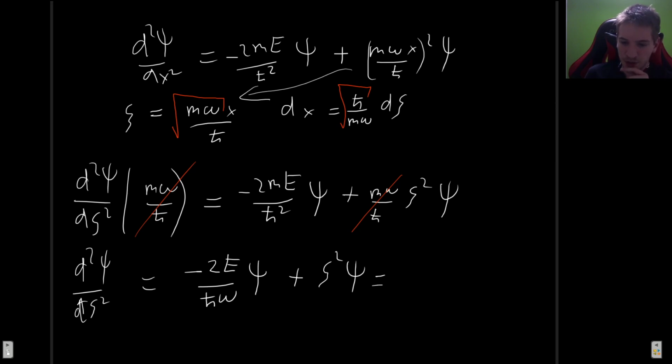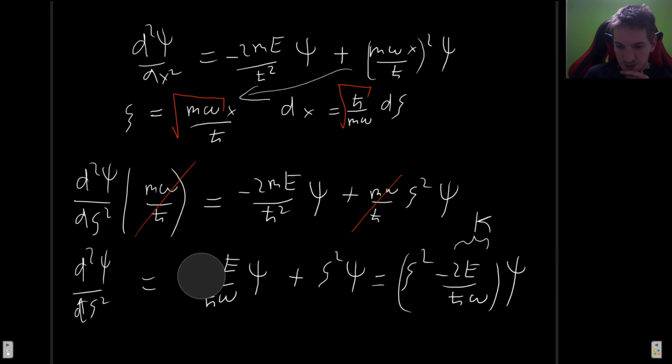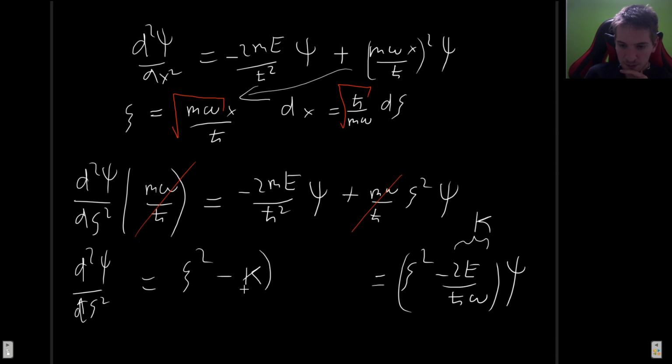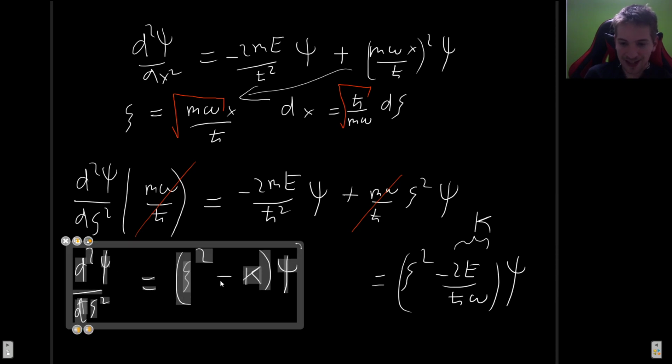And this is a lot better because we can now factor this as psi squared minus 2e divided by h bar omega psi. And this is of the form that we wanted. And we can now even say, okay, let us call this right here k, because it's just a constant, so whatever, just call it k. So I'm going to erase this and just use this new notation. So this is going to be psi squared minus k times psi. So now we rewrote the Schrödinger equation as this.